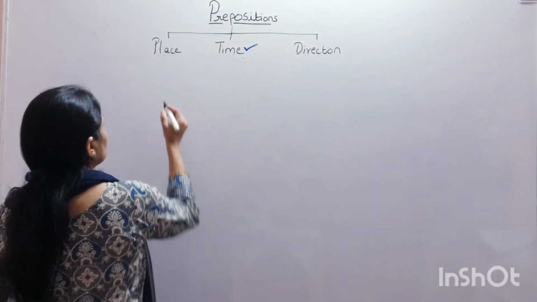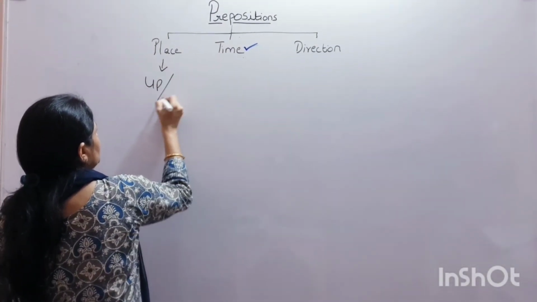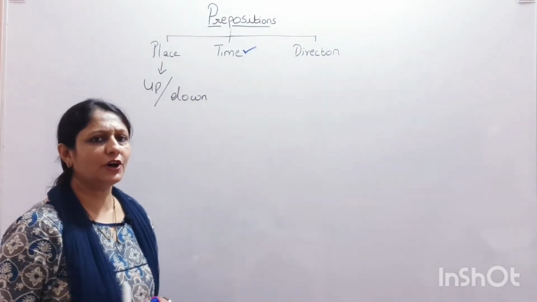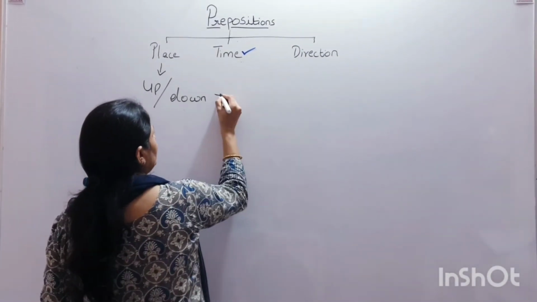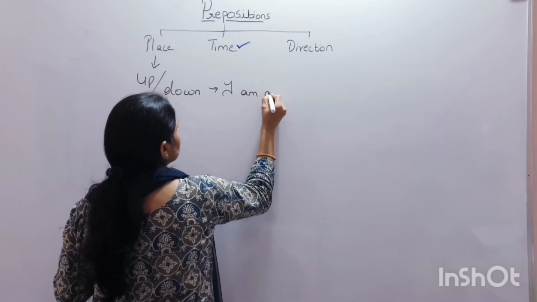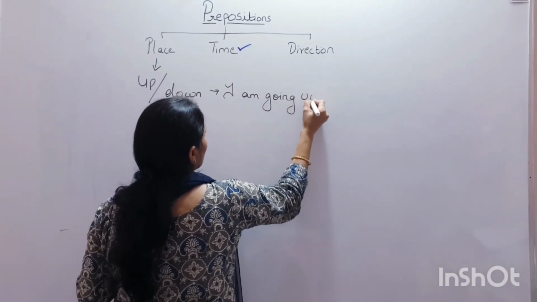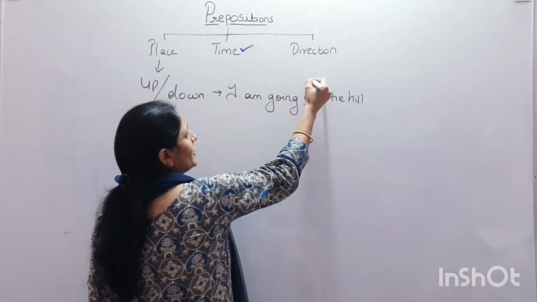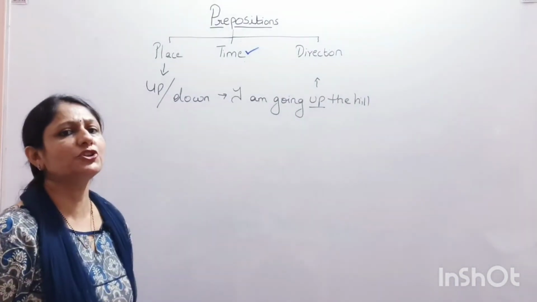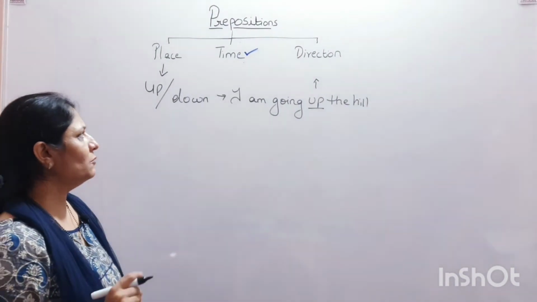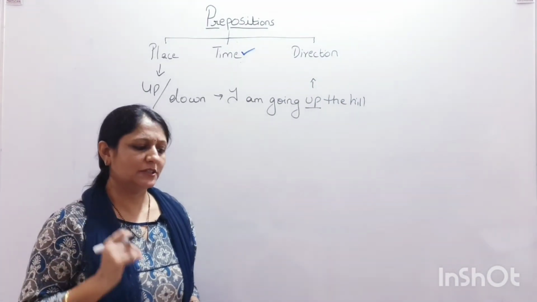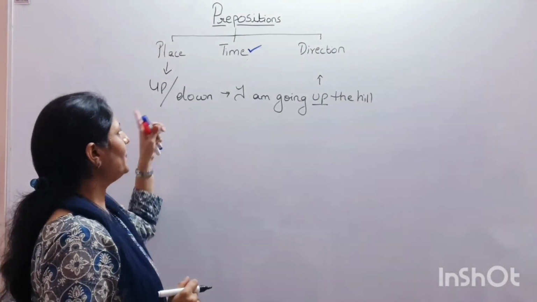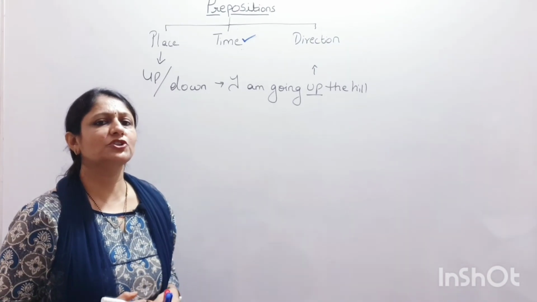Up and down. Did I tell you this earlier? The prepositions up and down are also used as prepositions of place. For example, I am going up the hill. In some cases, this up can also be told as the preposition of direction. Here, down also, the book is kept down in the drawer. The book is kept up in the shelf. So, up and down are also the prepositions of place.